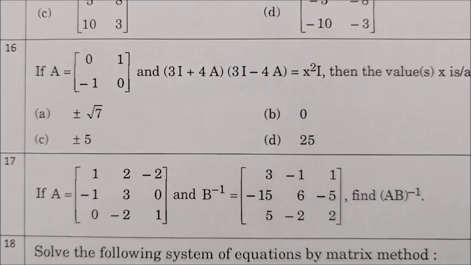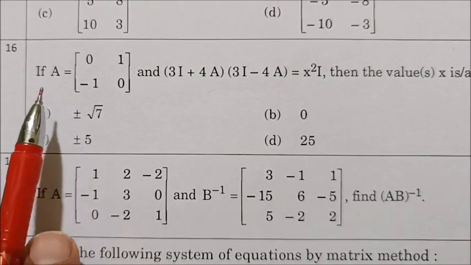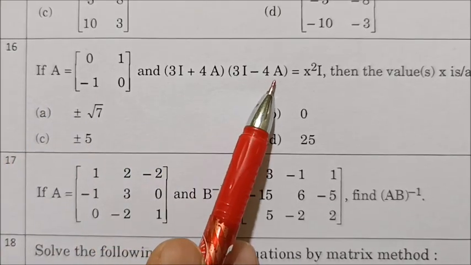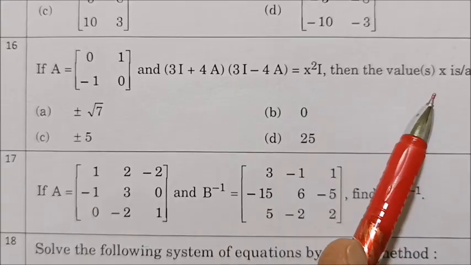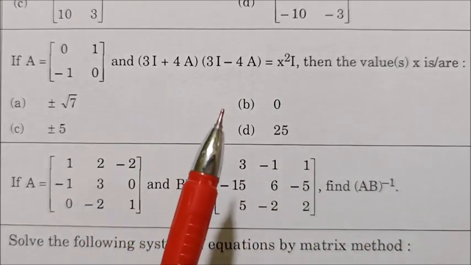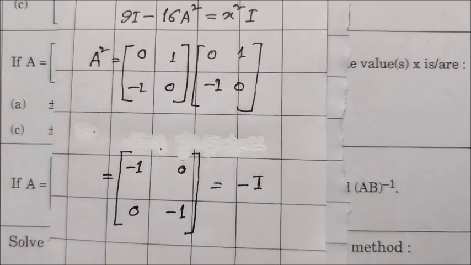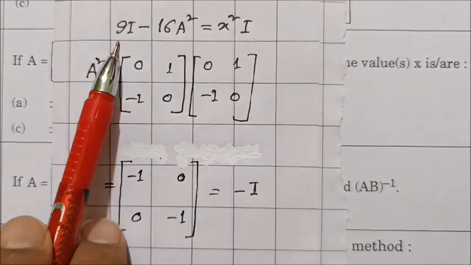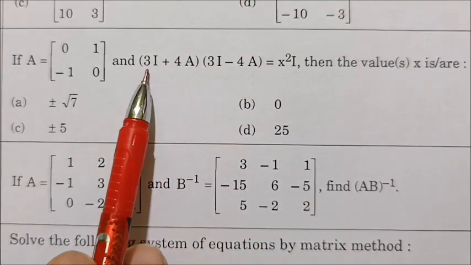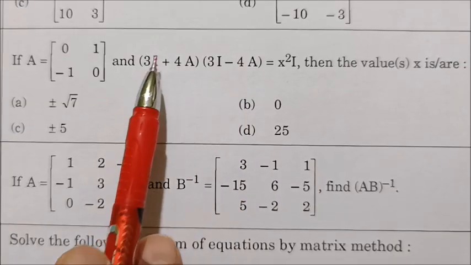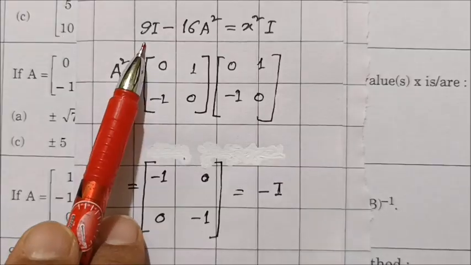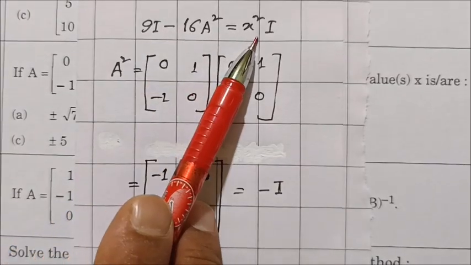Question number 16. In this question, they have given us a matrix A, and 3I plus 4A into 3I minus 4A equals x square I. Then we have to find the value of x. So this is the solution that I have done here; the answer I'll come to later on. This is 9I minus 16A square. Why? Because 3 3s are 9. It is the (a plus b)(a minus b) identity, so the a square minus b square identity I have applied here. So I wrote 9I minus 16A square equals x square I.